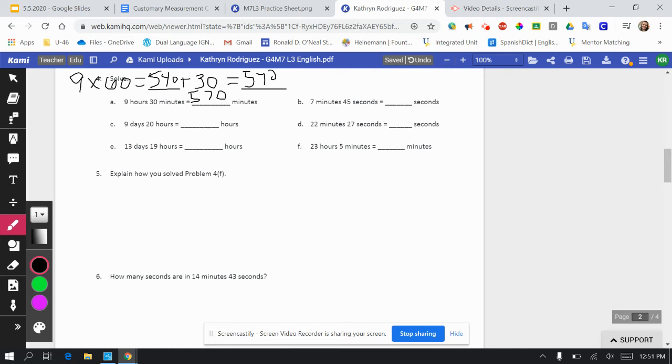Over to letter B. So we'll have 7 times 60 plus 45. 7 times 6 is 42. I'm going to use that to help me solve this. 7 times 60 then would equal 420. Plus 45 will equal 465 seconds.